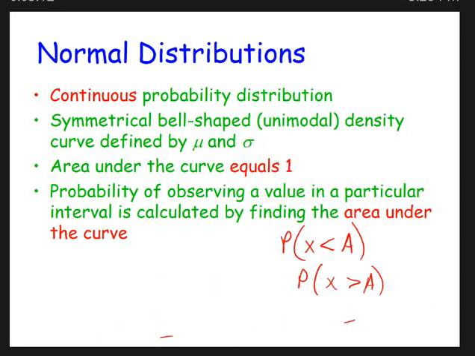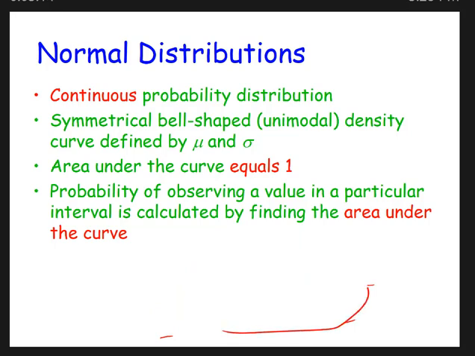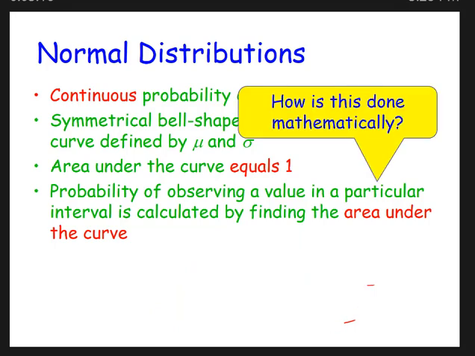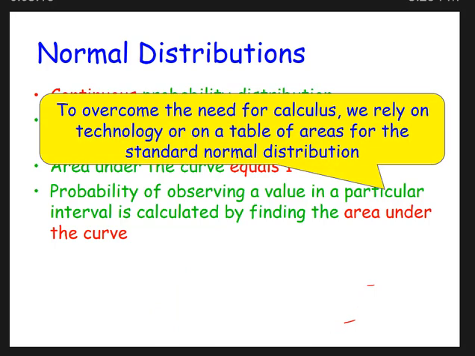So the question is, how do we find those probabilities? How is that done mathematically? Well, it is done using calculus and an integral in calculus. Integrals in calculus are used to find area under the curve. To avoid having to use calculus, we use a couple things. Either we use technology, the calculator, Excel, or Minitab, or we use a standard normal distribution table that is in your textbook.